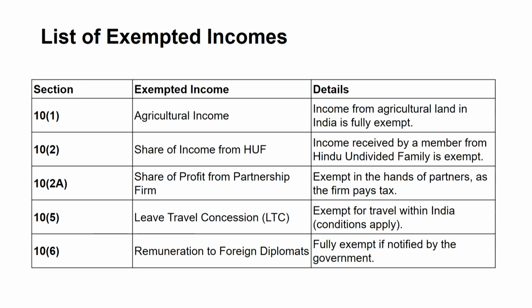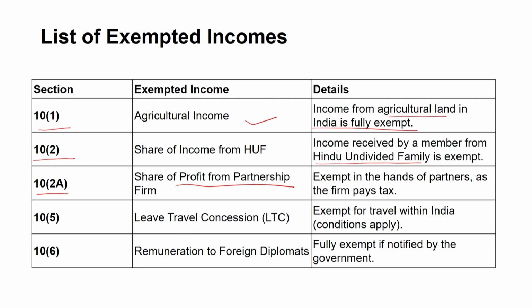Now the list of exempted incomes is under section 10 subsection 1, agricultural income, which is fully exempted. That means if any assessee in India earns any income from agricultural land, then this type of income will be fully exempted at the time of calculating the taxes. Then share of income from a Hindu undivided family under section 10 subsection 2. So income received by any member from the Hindu undivided family will also be exempted at the time of calculating his or her taxes.